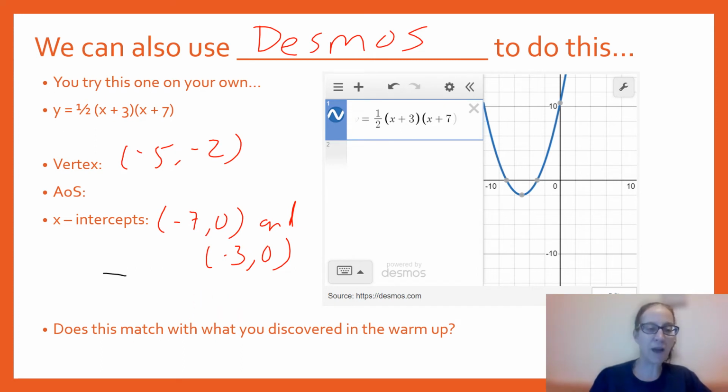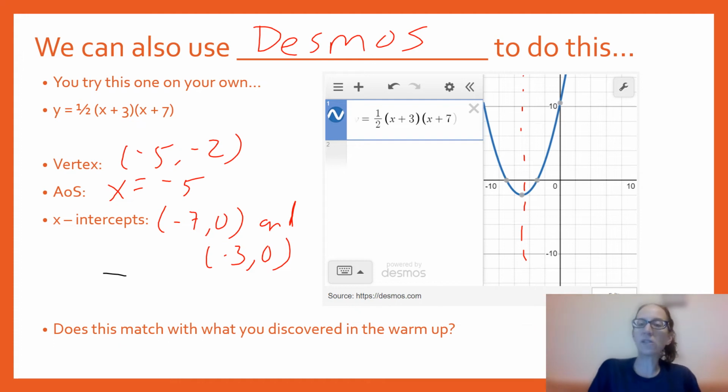Now, once you have your vertex, then you should be able to get your axis of symmetry, because your axis of symmetry is going to run right through the vertex there, and so the axis of symmetry would be x is equal to negative 5. It's the x coordinate of the vertex.